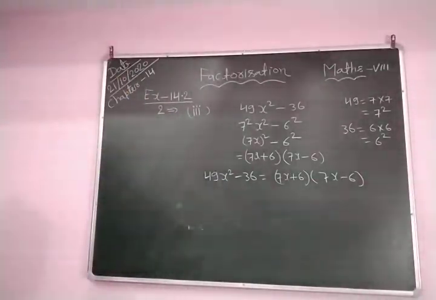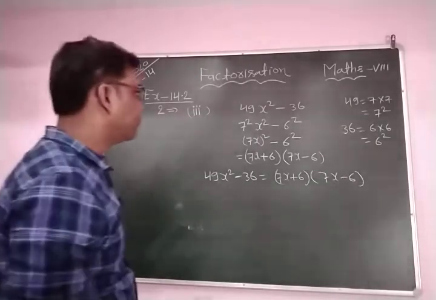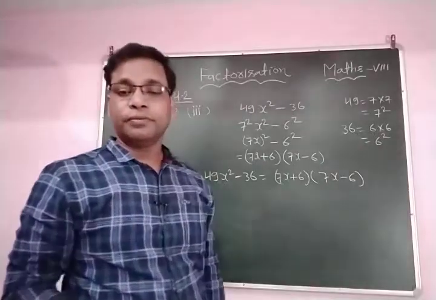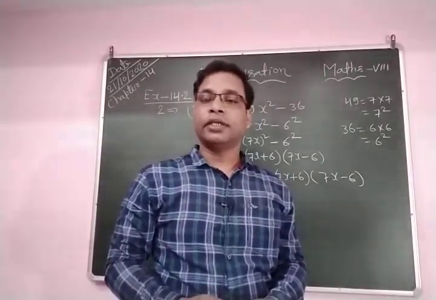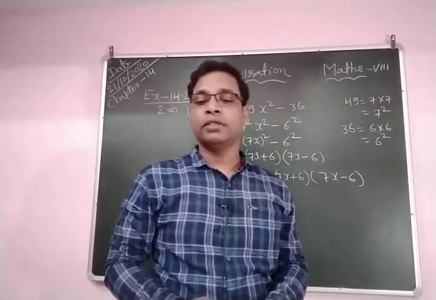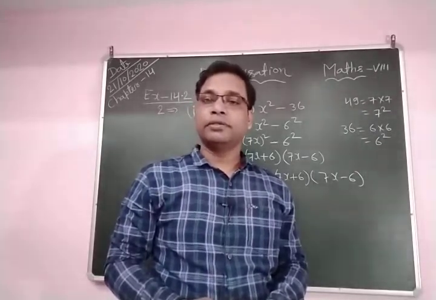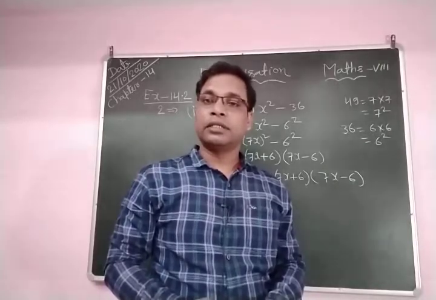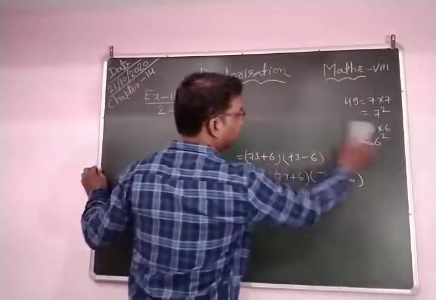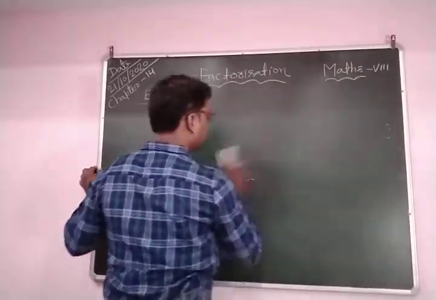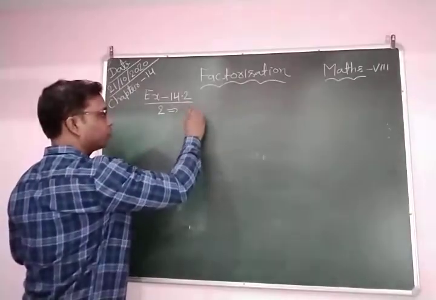Now we are going to discuss the next question, question number 4. Sorry, part 4 of these questions. This is given: 16x⁵ − 144x³. Okay, so let's see how we can solve part 4 of this question number 2. This is a very important question.